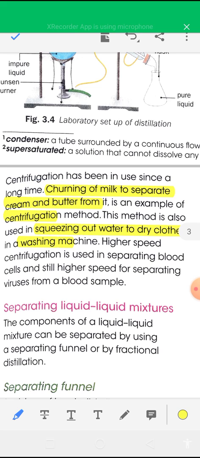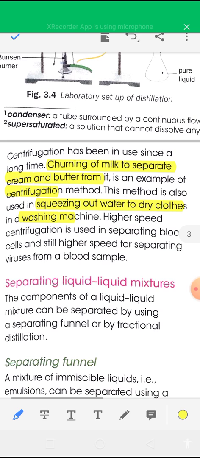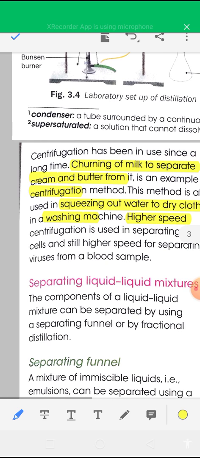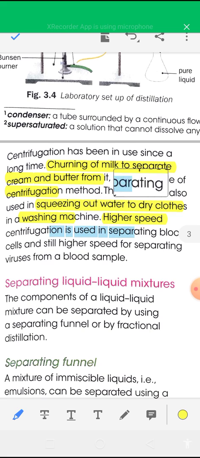High speed centrifugation is used to separate blood cells, and still higher speed is used for separating viruses from a blood sample. These are some applications of the centrifugation method.